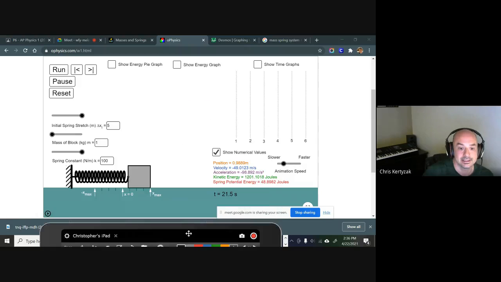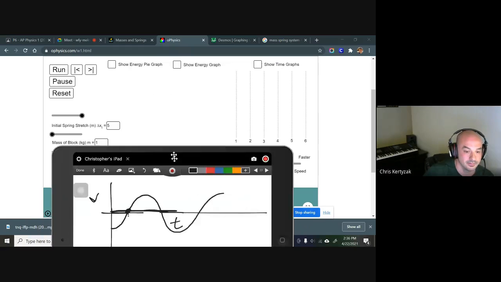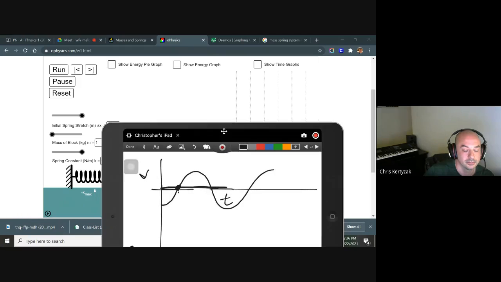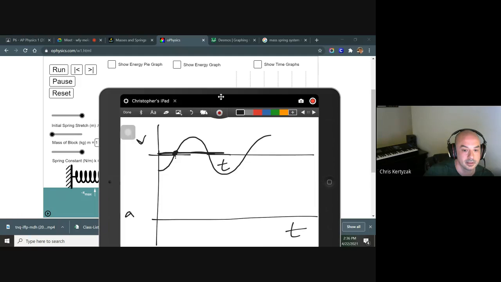So when the velocity is 0, which is all the way at the endpoint, which is here, the acceleration has to be a maximum at this position. Something doesn't seem right about this. Sorry. Think about this. Oh, I'm making a mistake. So sorry.